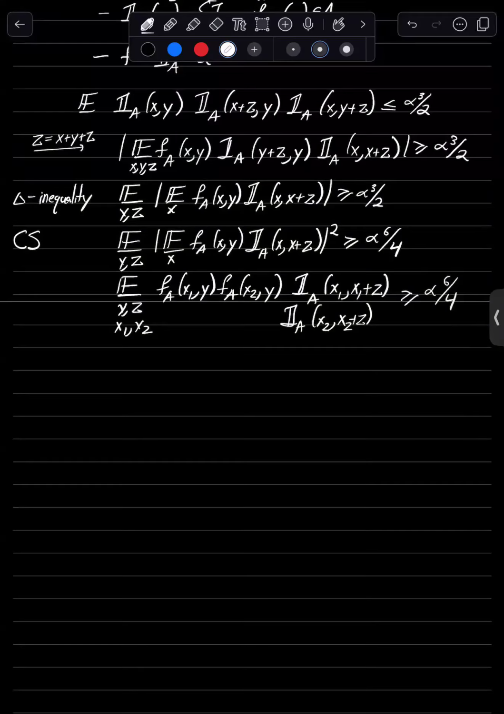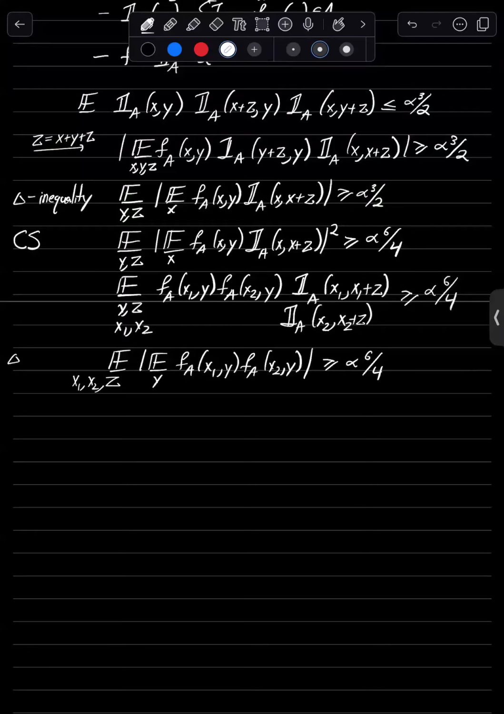Okay, so now I'm just going to pull out the average over z, x1, x2 on the outside, and I'll just be left with the average over y on the inside of f_A(x1,y) f_A(x2,y). So I'm just applying the triangle inequality again. I get it's bigger than alpha to the sixth over 4. So I've expanded out the square and then applied the triangle inequality.